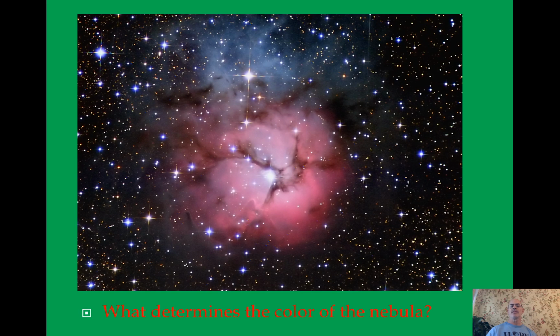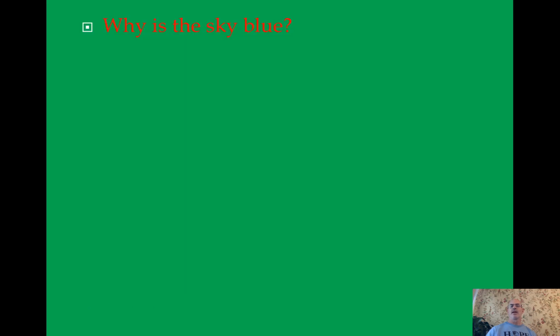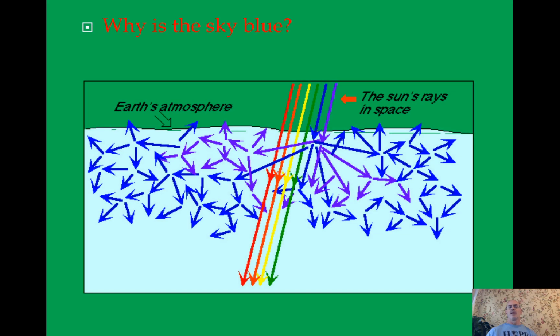Now, what determines the color of the nebula? Well, you might have learned this in the past, but hopefully most of you have thought about why the sky is blue. If you look at pictures taken from the Moon, the sky is black. On Mars the sky is red. So why is the sky blue?